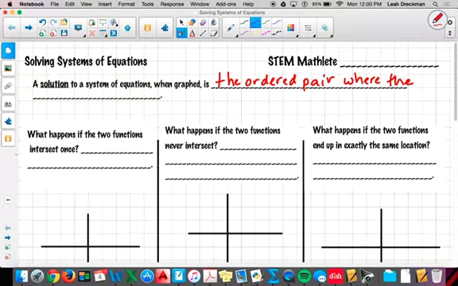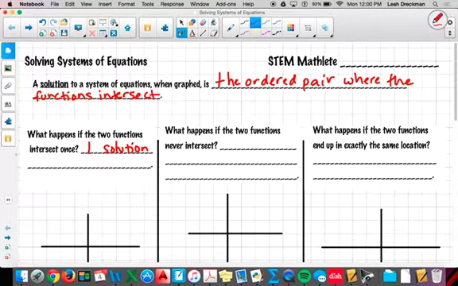Or it doesn't even have to be lines. I mean, we're working with lines, but we'll say where the functions intersect. So they might be quadratics, they might be linear. We're going to focus on linear. Okay? What happens if the functions intersect once? Well, then we say that there is one solution.